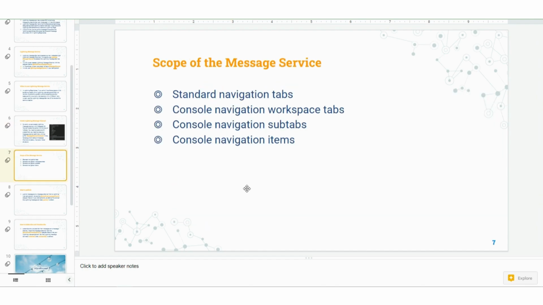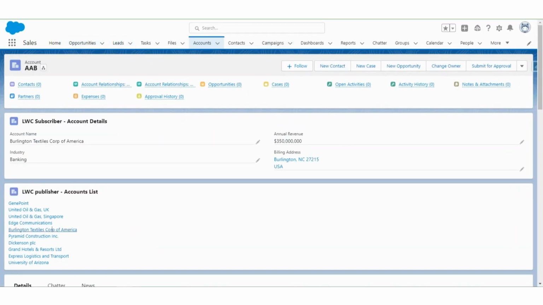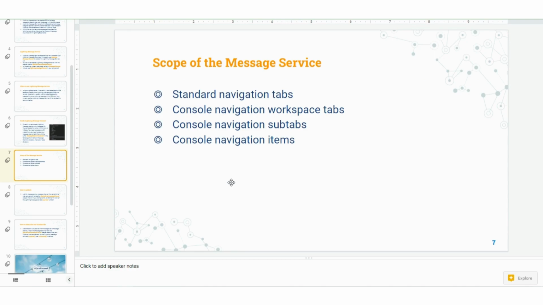Next, scope of the message channel. The Lightning Message Service lets you define the scope of where subscribing components receive messages in your application. You can limit the scope to the active area of the application or set the scope to the entire application. For example, these are the scopes we have: standard navigation tabs, as you know, in the org we have navigation tabs like accounts, leads, and opportunities, and console navigation workspace tabs, like console navigation sub tabs and console navigation items.